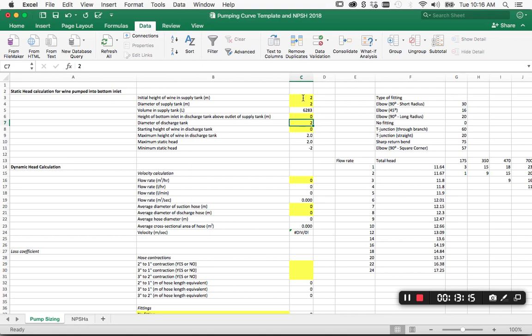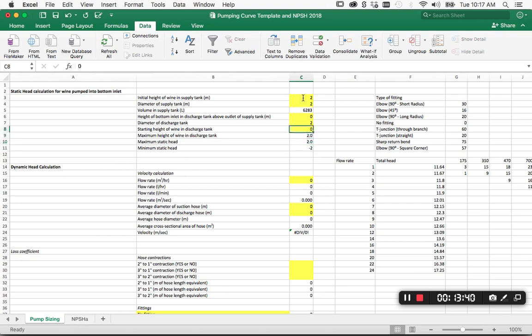Oh, sorry, that was diameter of discharge tank, 2. So pumping that amount of liquid into that tank with diameter of 2 meters will lift it 2 meters. That makes sense because the only difference between the discharge tank and the supply tank is the height. So maximum static head is 2 meters, minimum static head is -2. We know that because it'll just gravity into the bottom.